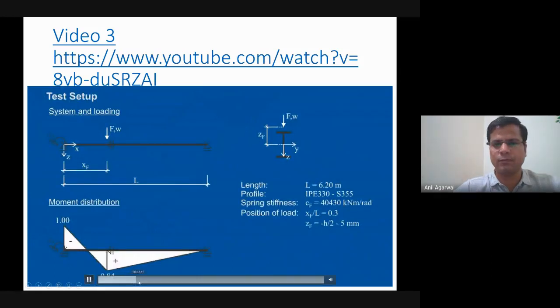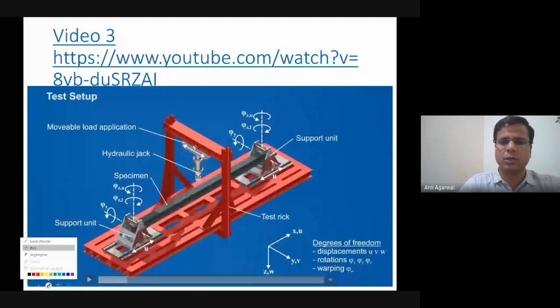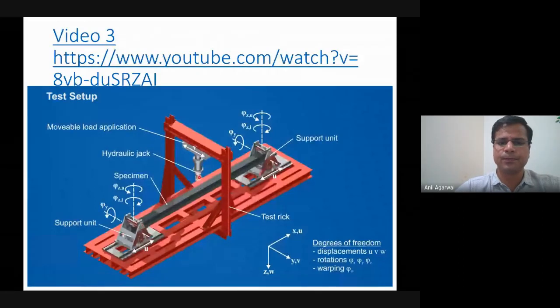So here is a simply supported beam. This one is a simply supported beam. At the middle point, at the midspan, a vertically downward load is applied, and this is an I section.